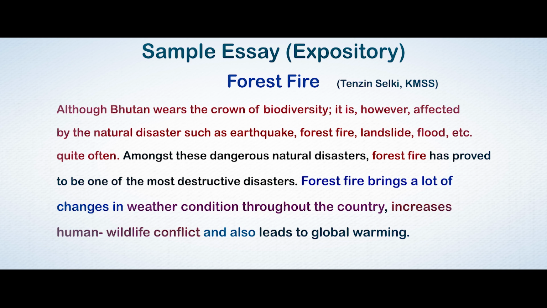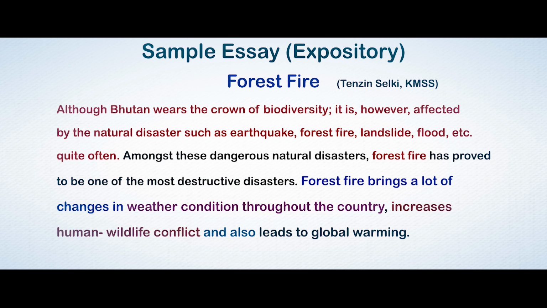She's very rich in natural resources. But then the writer says, however, Bhutan still gets affected by natural disasters. So that's the claim being made here. And then the list of natural disasters has been mentioned there. Then you go on to the next sentence, and it says, "Amongst these dangerous natural disasters, forest fire has proved to be one of the most destructive disasters."